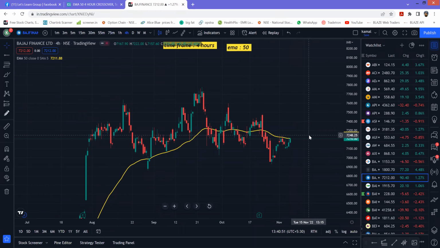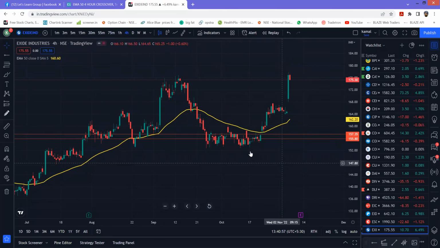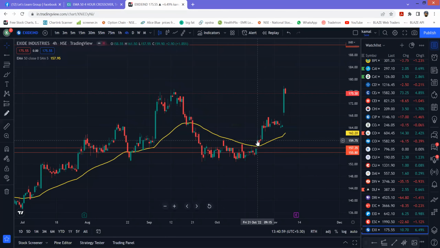Now let me show you Exide. Exide was my biggest and good pick. This is the point on 22nd of October, 159.85 was the entry price. 159.85 is the entry, and what high have we touched? 178. 20 rupees, somewhere around 11% return, 11 to 12% return. We have just got it.